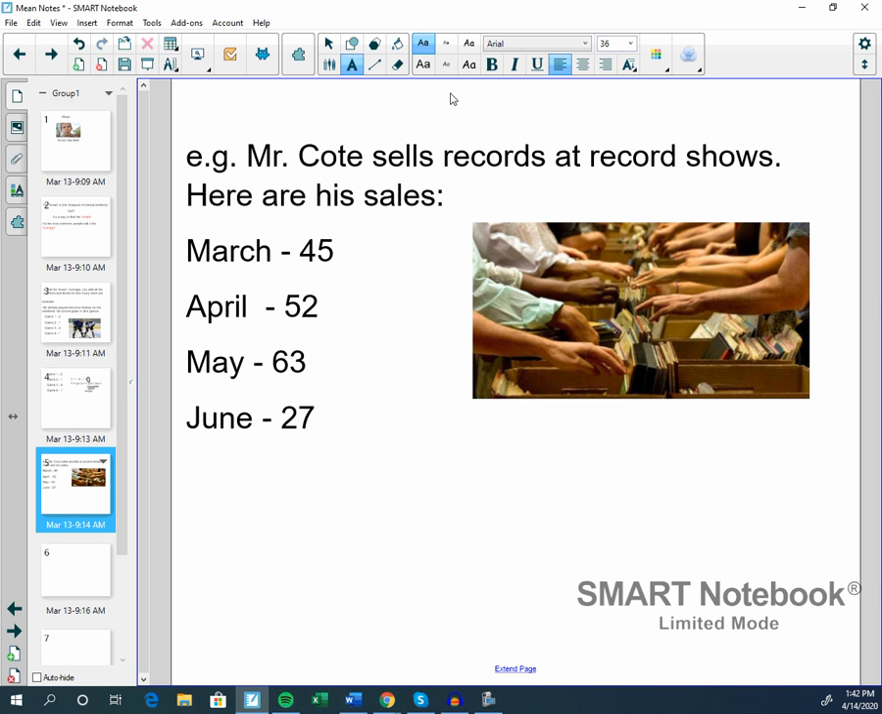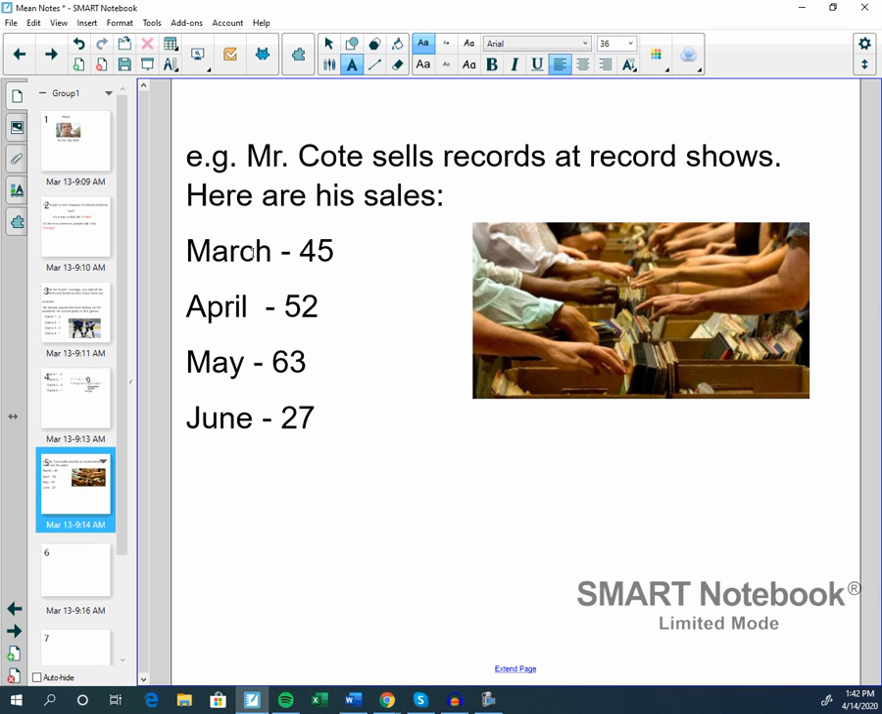Here's another example. Mr. Cote, you guys know him down in art class there. Mr. Cote sells records at record shows. That's true. He does do that. There are his sales. So in March, he sold 45. In April, he sold 52. In May, he sold 63. And in June, he sold 27 because people are out golfing instead. Okay, so what is his average?